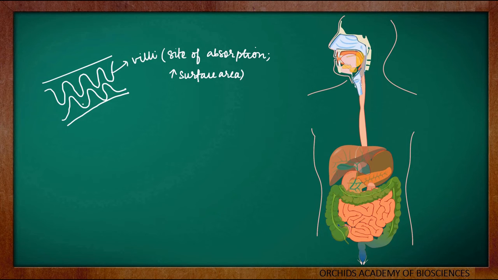And finally, through the villi, which are richly supplied with blood vessels, the nutrients will be taken in and passed on to the blood. Now this blood will carry the nutrients to various other parts of the body.